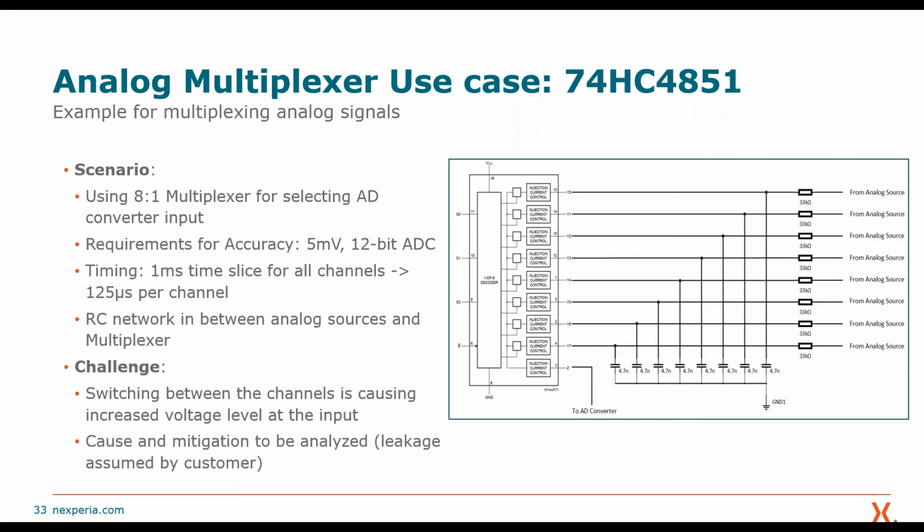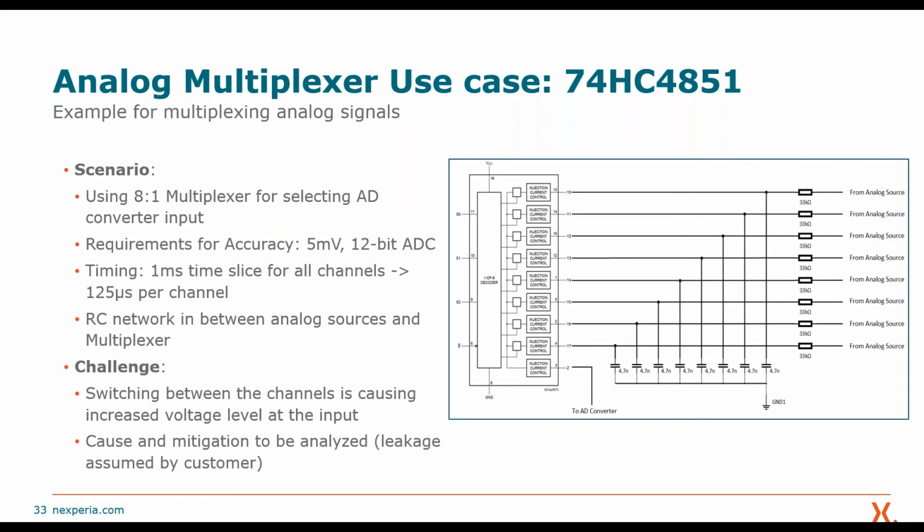So in this particular example, we have the 4851 in the block diagram, and we have an RC network for each of the channels. And there, the problem was that the customer was assuming that our device has some leakage current problem.